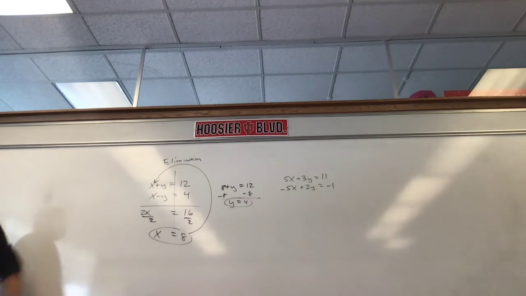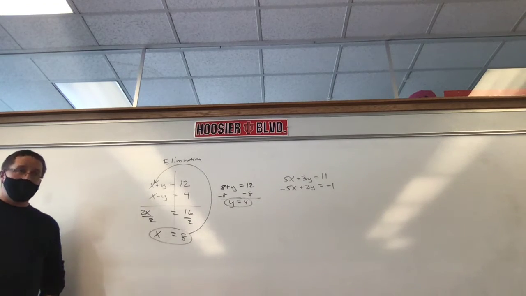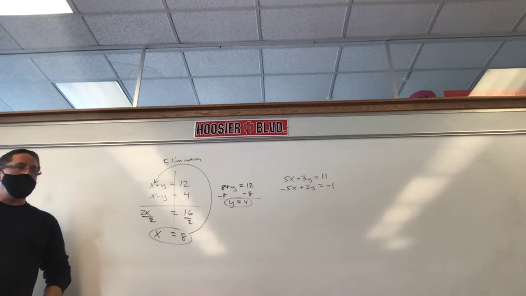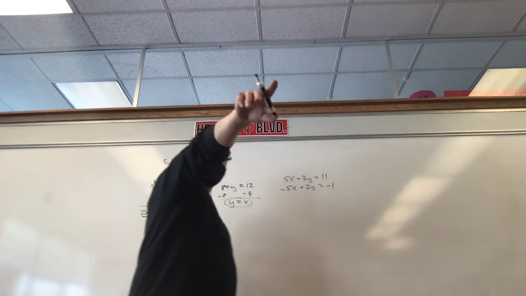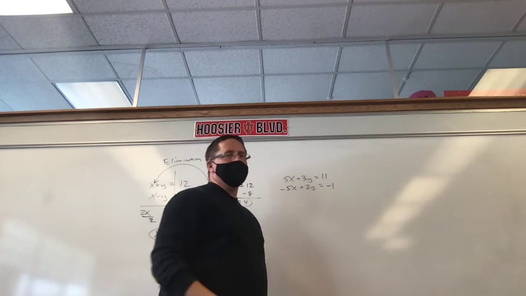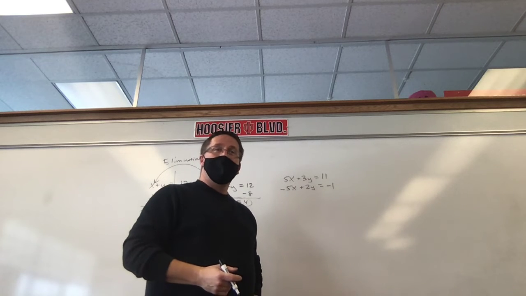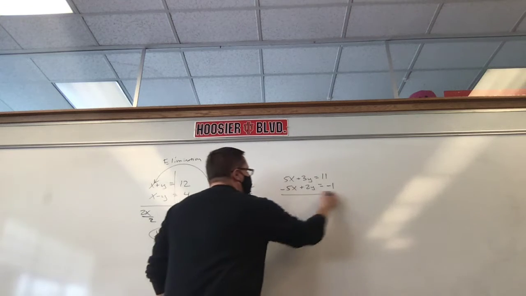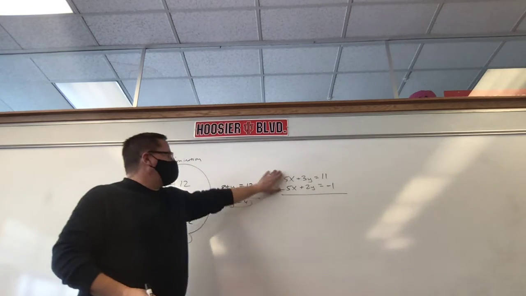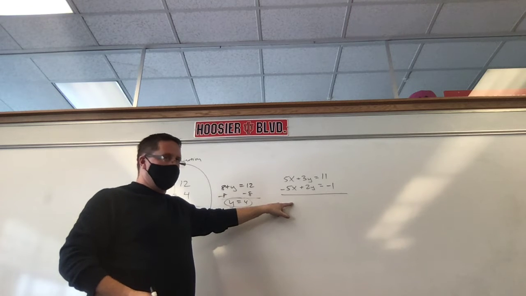Why do you think this is called the elimination method? What happened here when we added them up? We eliminated the y. The y's went away. We added them up and they're gone. What are we going to eliminate here? The x's. Why? They're opposites. When you add opposites, you get 0. So what am I going to write down right here? Nothing. They cancel. 5x and negative 5x, they destroy each other.